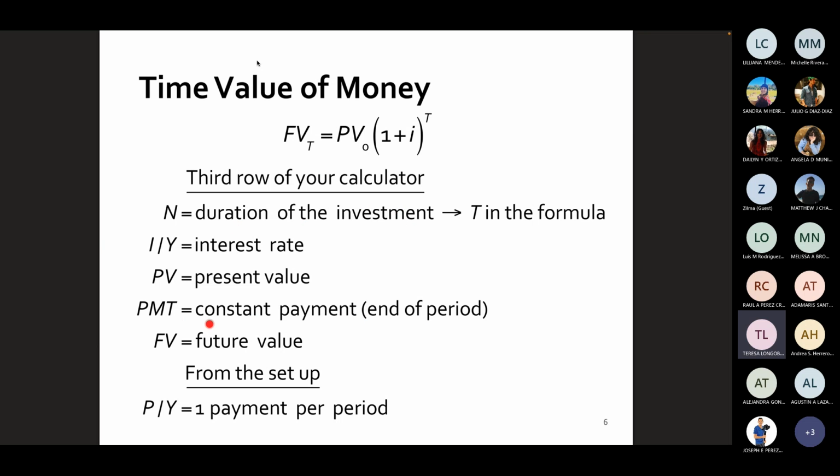Payments, this is for a constant payment that occurs at the end of the period, which we did not have in this problem. So we just put 0, we had to enter 0 there. Because this row facilitates many formulas that are programmed in, to turn that off, you have to make it 0. And then the future value. Also for the setup, we don't have a payment right now, but when we do have a payment, this will be relevant. So what we need to do is set up the calculator for one payment per period. We don't want multiple payments per period.